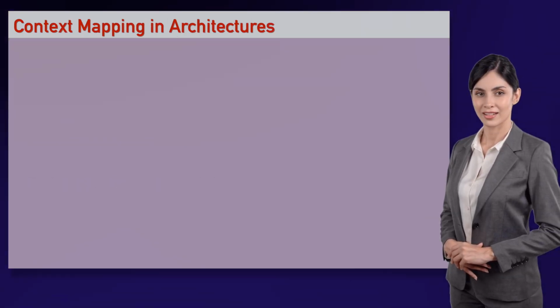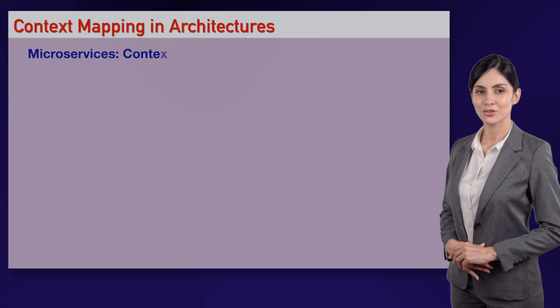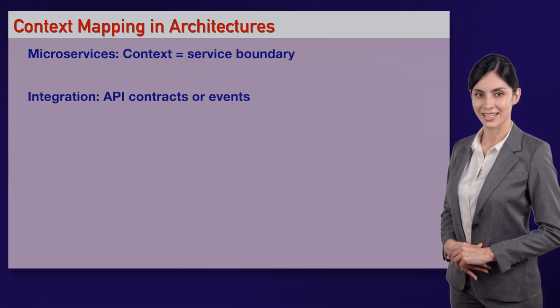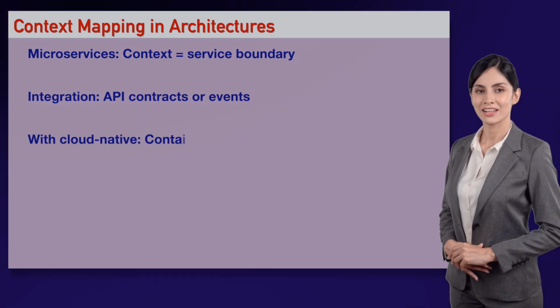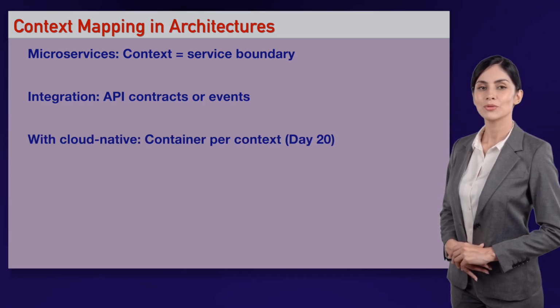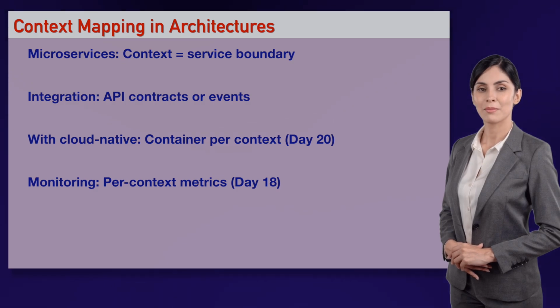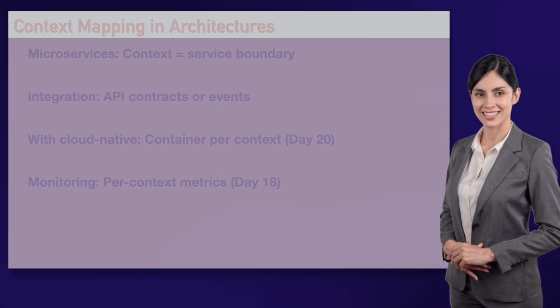Context mapping in architectures. In Day 7 microservices, bounded contexts define service boundaries for loose coupling. Integrate via API contracts or domain events. Deploy each context in separate containers per Day 20 cloud native. Monitor with Day 18 tools, tracking metrics per bounded context for targeted insights.